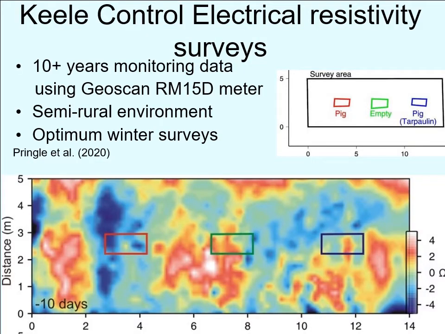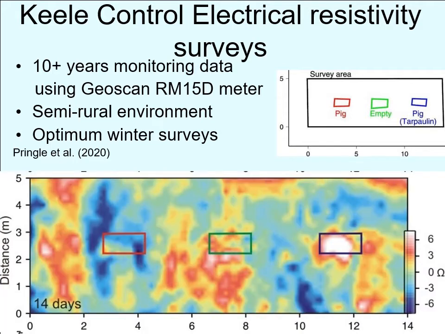So this is some control work that I briefly talked about just now. This is on our campus actually. We've buried some not pretend people, but some pig carcasses, a naked pig and a wrapped pig, as you can see by the plot on the top right, and then surveyed them over time to see what the signature looks like over time. Does it vary? What sort of methods do you want to use?